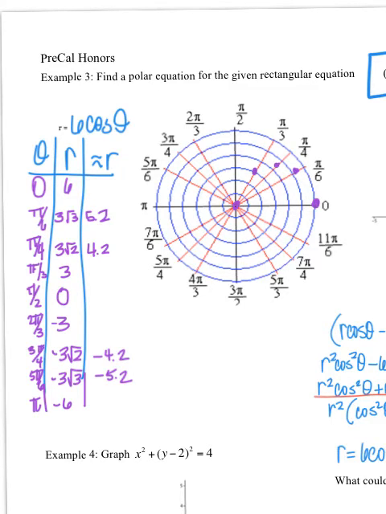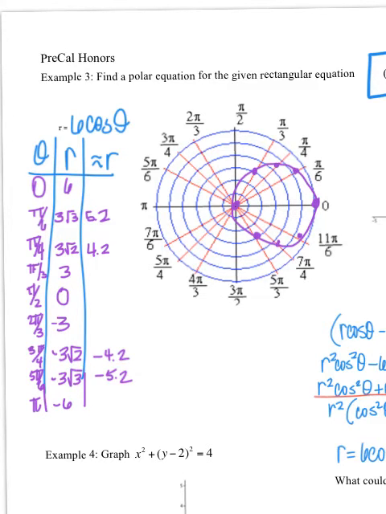Okay, so that's what I got for the rest of the values. So at 2 pi over 3, it says to go negative 3, so I need to go the opposite direction from the pole, 1, 2, 3. And then at 3 pi over 4, I need to go negative 4.2. And at 5 pi over 6, I need to go negative 5.2. So we are getting this circle.